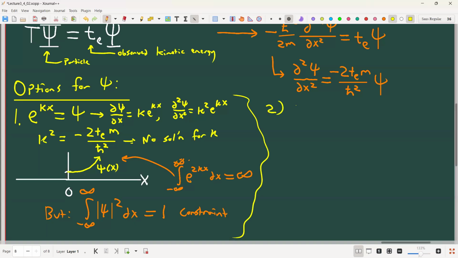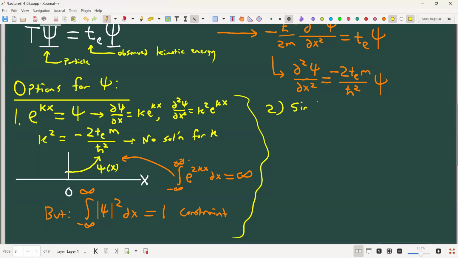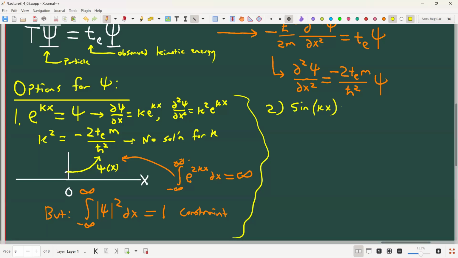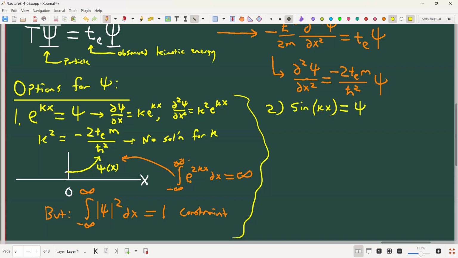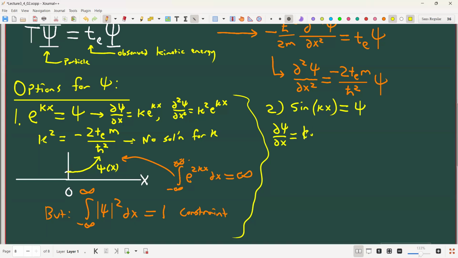All right, so let's try another function that returns the same function after two derivatives, sine or cosine. I'll just pick one. It doesn't matter which one we pick. We'll get the same result. What about sine of kx? Well, let's calculate the derivatives. The first derivative is k times the cosine of kx.